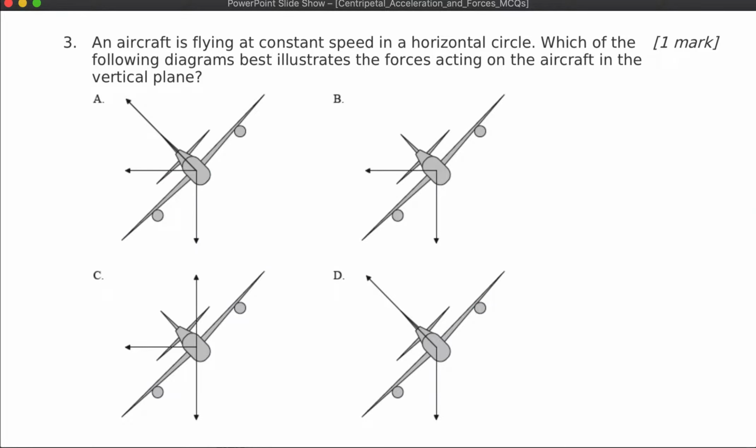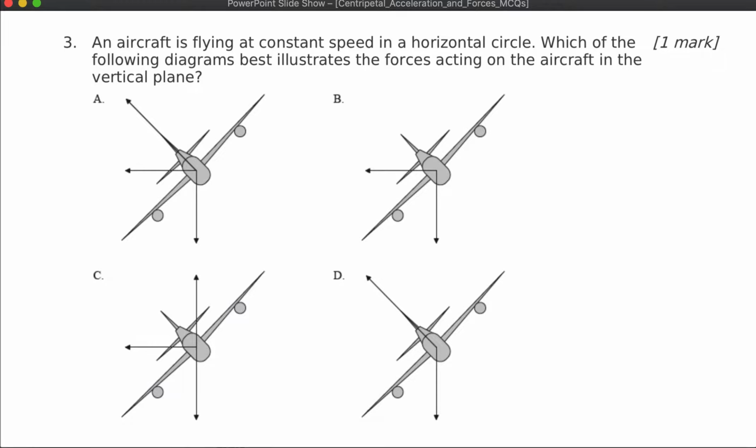This is a good question because it tests your understanding of where centripetal forces come from. Remember, centripetal force itself is not a type of force. It is just a name that we give to the resultant force acting on an object doing circular motion. Now in this case, there are only two forces acting on the plane which are adding together to produce our centripetal force. So we need to choose a diagram where there's only two forces. So that means we're looking at either B or D.